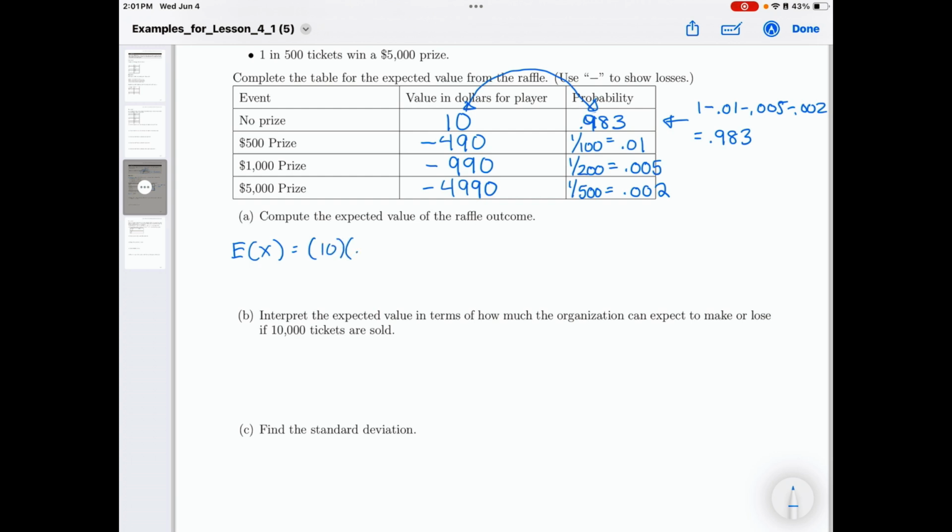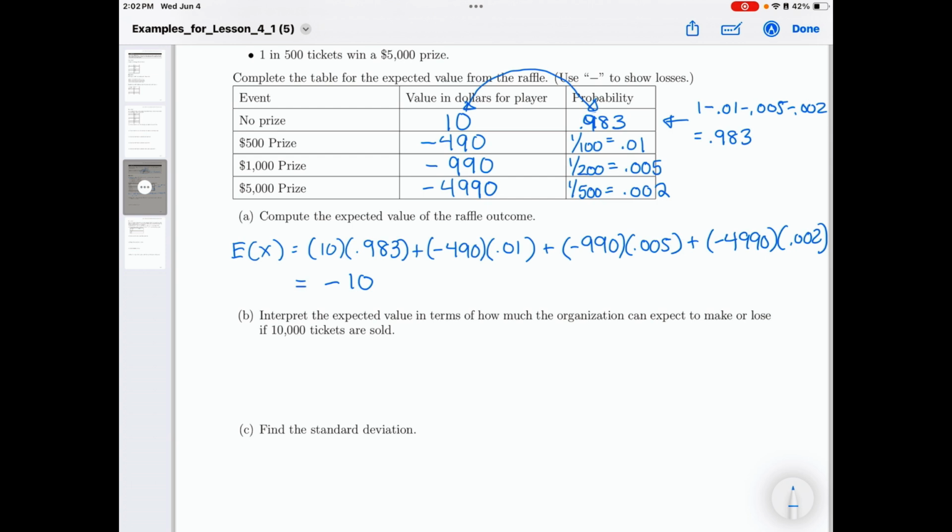So we're going to have 10 times 0.983. Then we're going to add that to negative 490 times 0.01. Then we're going to add that to negative 990 times 0.005 plus negative 4990 times 0.002. When we multiply and add all of that up, we will get a negative 10.